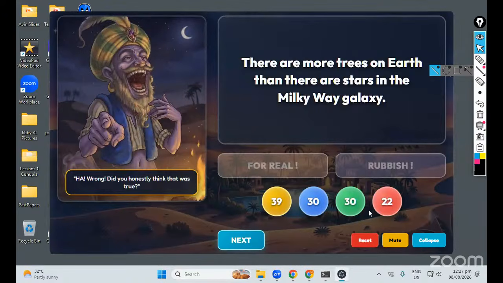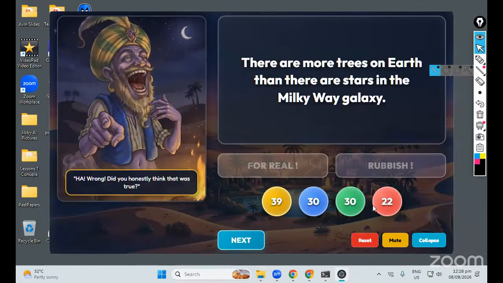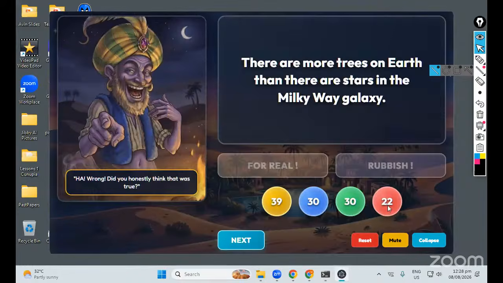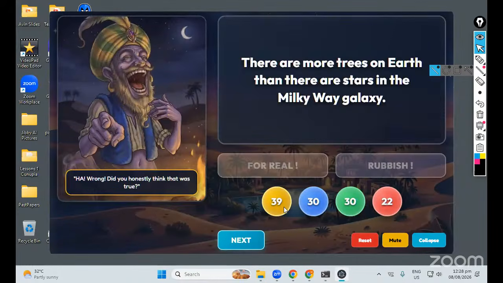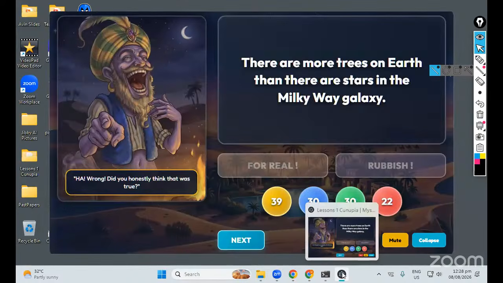If you're on a team, if you're on the yellow team, you've won this round, 39 points. If you're on the red team, we've lost this round, sorry, 22 points. And the blue and the green are tied with 30 points, right?